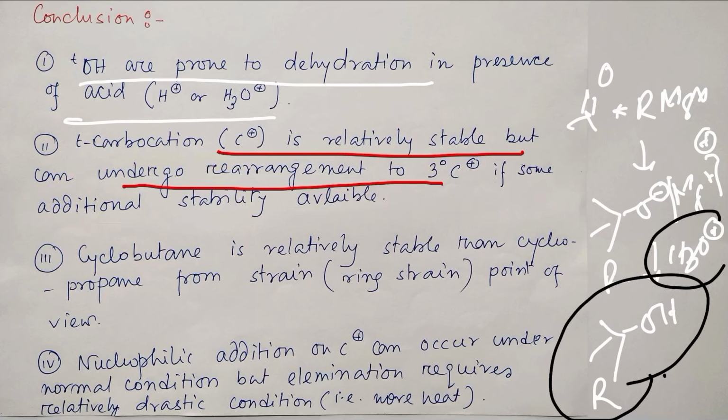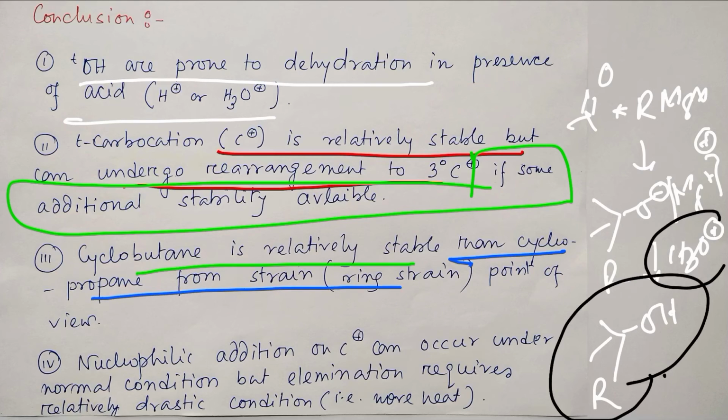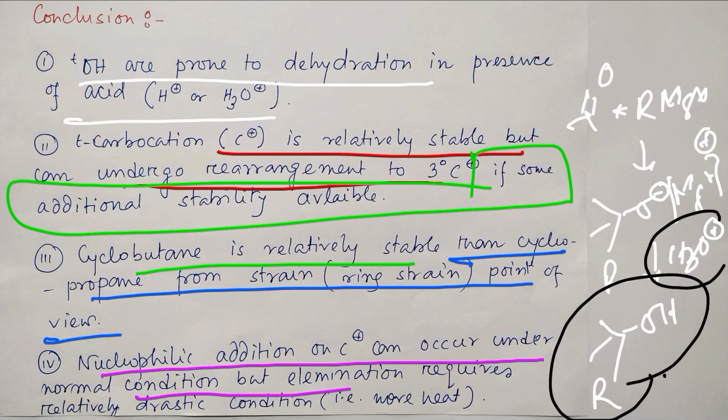Okay, so this additional stability is the main reason for this reaction, and in this case what's happening is that cyclobutanes are relatively more stable than cyclopropane because of relief of ring strain. Okay, and the last but most important point from today's discussion is that nucleophilic addition on a carbocation can occur under normal conditions, but elimination from the carbocation needs some drastic conditions. Okay, so this is the end of this discussion.